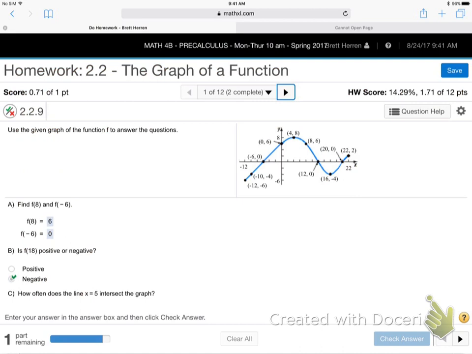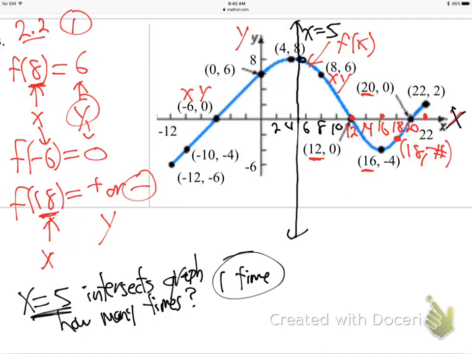Last question. Oh, wait. What is the last question? I can't tell. Let's come over here. f of x equals 6. What is x? So let me let you try that one.